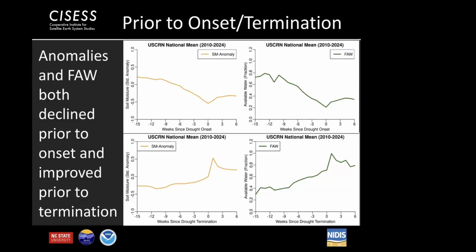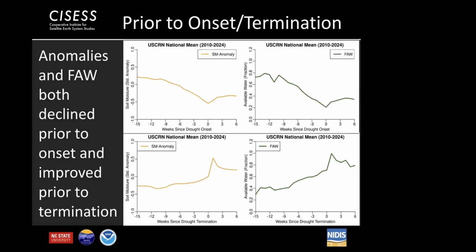And negative values on that x-axis means drought hasn't started. So those are weeks before drought. Zero is when drought begins. Positive values, drought has started. And if you look at both of these products, they're showing declines in soil moisture conditions prior to onset. And you really see it beginning to pick up about 6 weeks out for both metrics.